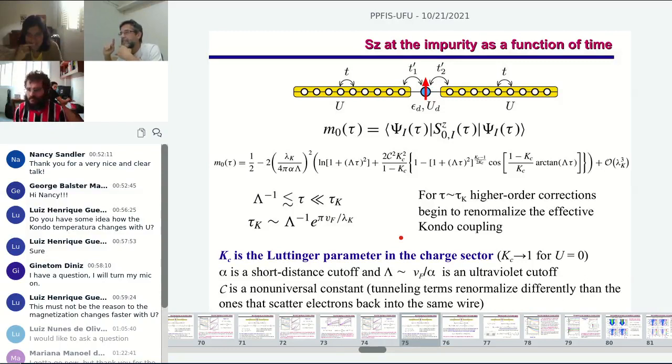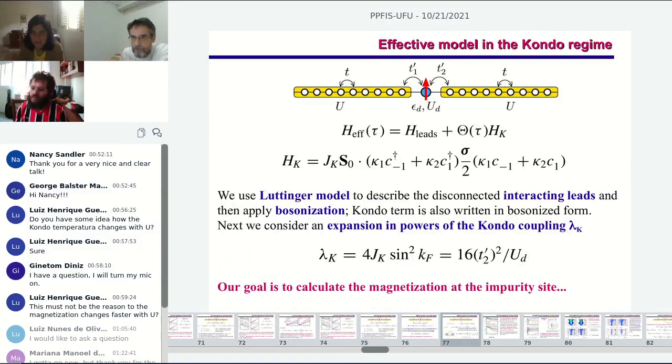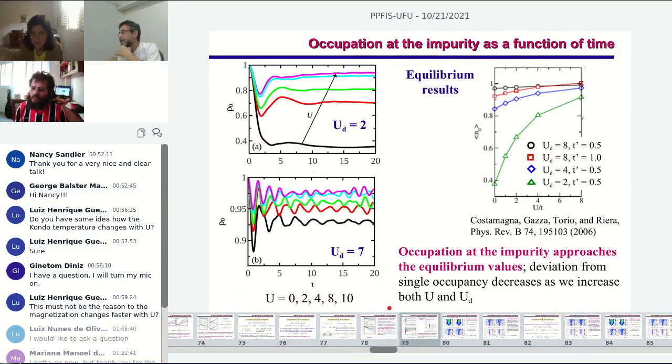Well, but the answer to this question should be in that paper that you refer to by Hiera's group, right? Yes, I guess so. That's an equilibrium result, right? Yes, it's at equilibrium.